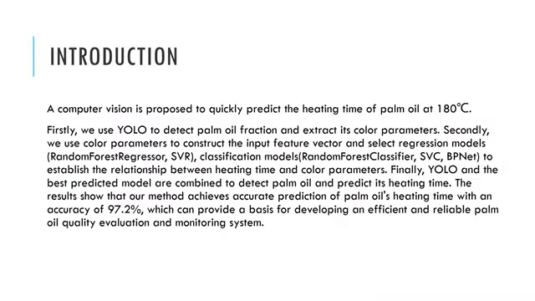We propose a computer vision model to quickly predict the heating time of palm oil at 180 degrees centigrade. Firstly, we use YOLO to detect palm oil fraction and extract its color parameters. Secondly, we use color parameters to construct the input feature vector and select regression models and classification models to establish the relationship between heating time and color parameters. Finally, YOLO and the best prediction model are combined to detect palm oil and predict its heating time.